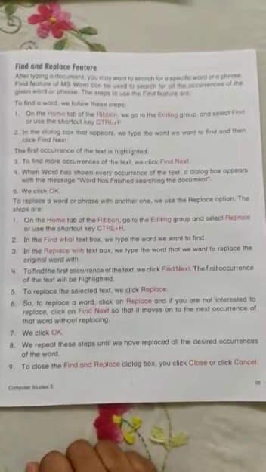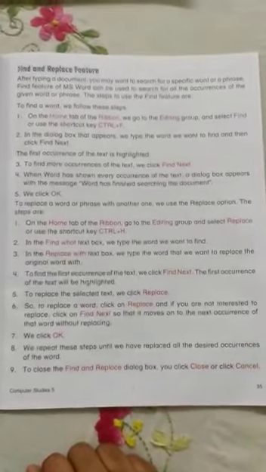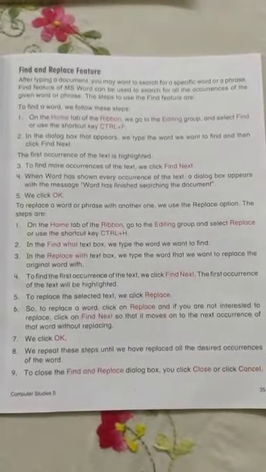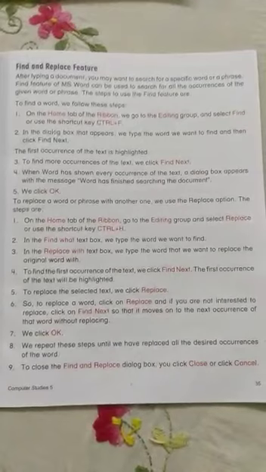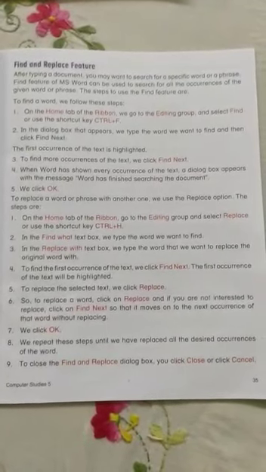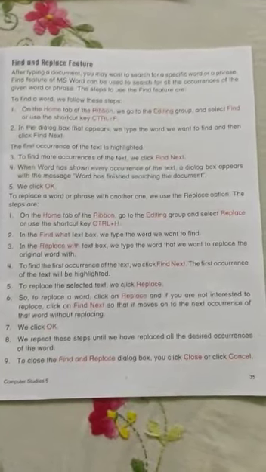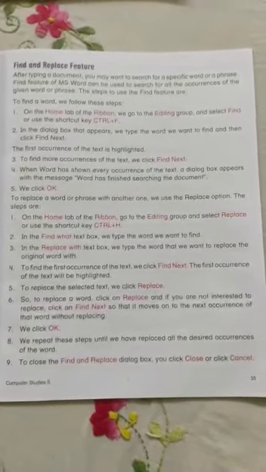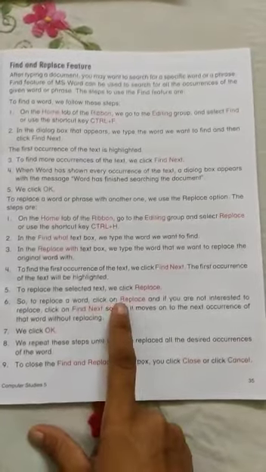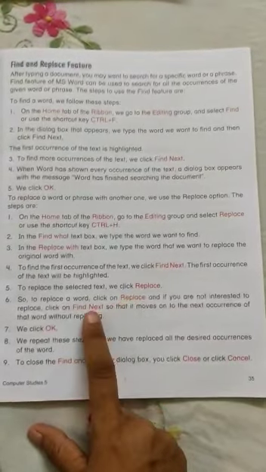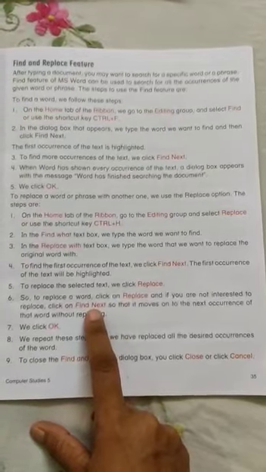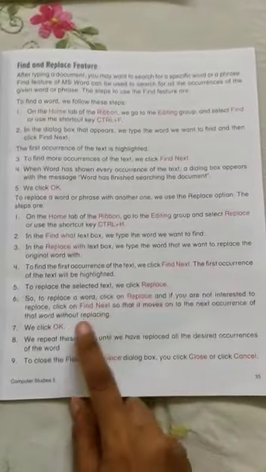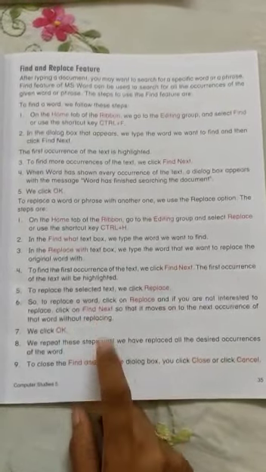To replace the selected text, we will click Replace. Now when we have to do the replace, we will click on Replace. So to replace a word, click on Replace, and if you are not interested in replacing, click on the Find Next button so that it moves on to the next occurrence of that word without replacing. If you don't want to replace, then you can click on the Find Next button so the next occurrence can be found.